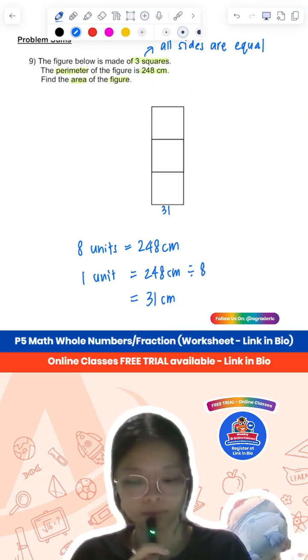This is 31. So this means 31, 31, 31. Can I find the area like that?